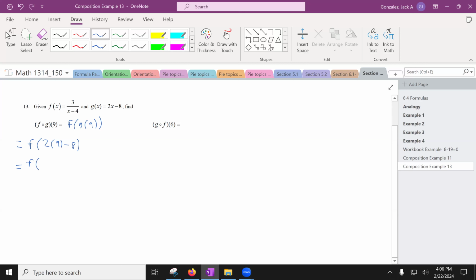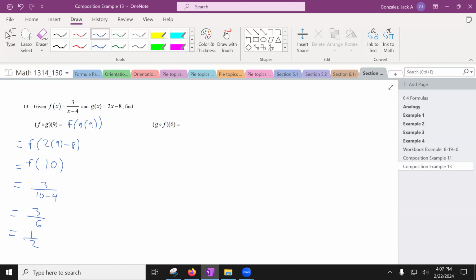It's exactly what's happening. So 18 minus 8. Then you solve it first. So the output of g of 9 is 10, which is then going to go into f. So f is this. Plug in 10. Now I'm just plugging in 10. F of g of 9 is what? Gotcha. That makes sense?